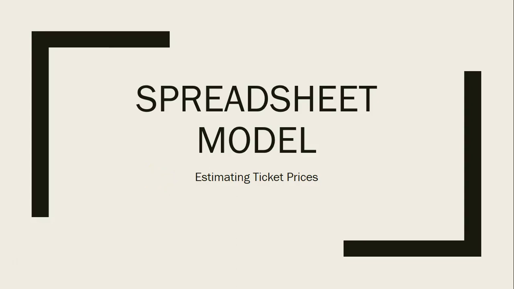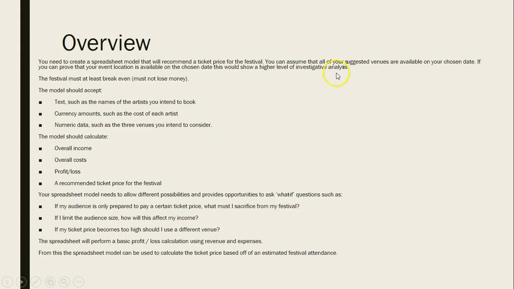Okay, in this video we're going to look at using Excel to create a spreadsheet model for budgeting and estimating ticket prices in a festival. So the overview of the project is we're going to create a spreadsheet model that's going to recommend a ticket price for this festival. You can take an assumption that any venue that you use is going to be available, and you've got to enter some details about the locations.